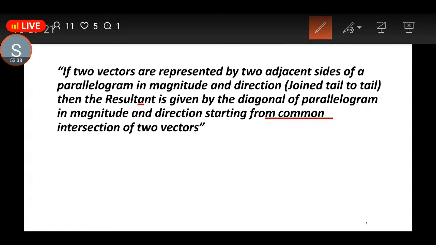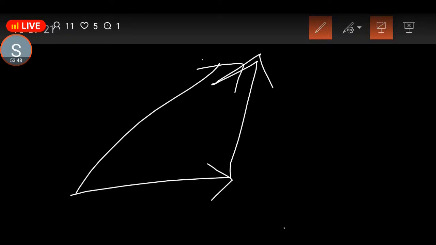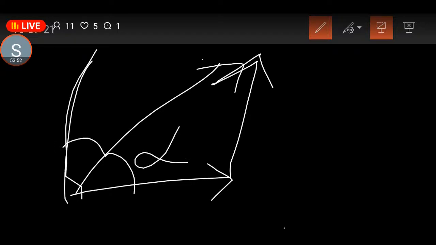Now I want to find out what is alpha. This was like this, right? This is the resultant. I want to find out this alpha. This is alpha minus theta, I said, right? This I want to find out.